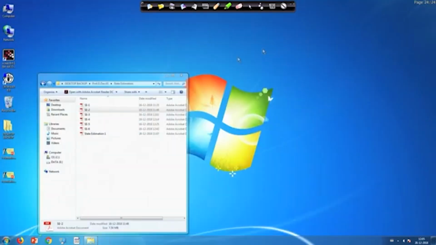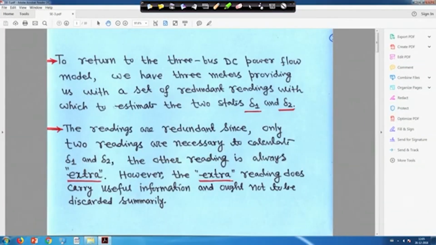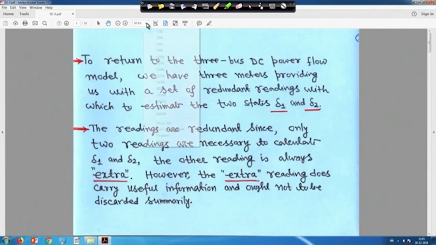Now, just hold on, let me increase the size.